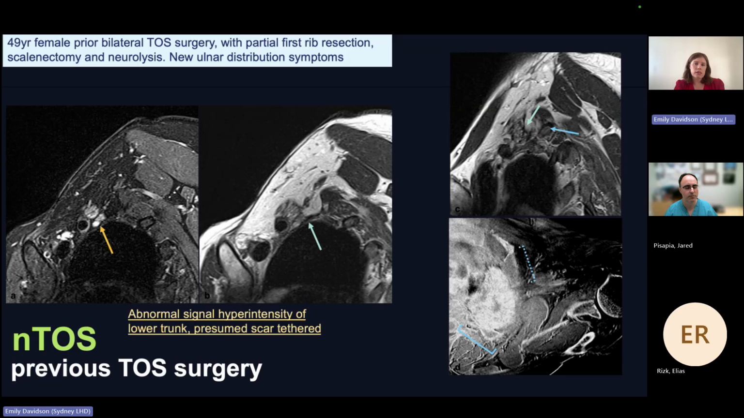Whereas in this case, this patient had previous thoracic outlet surgery for nerve TOS, and had a scalenectomy as well as a neurolysis, but had recurrent symptoms. So we were looking to see whether the rib had been adequately resected. You can see it's all the way back to the transverse process. It's not abutting the nerves, but we can see on this PD sequence that there's actually some scar tethering the lower trunk and irritating that anterior division.